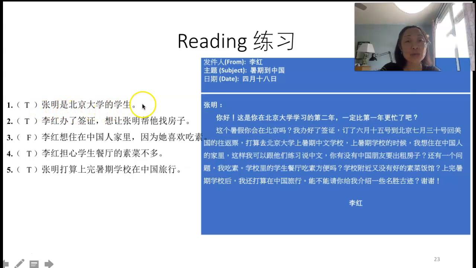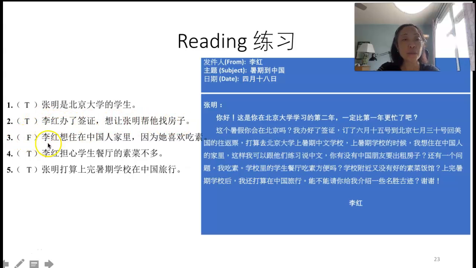张明是北京大学的学生，对. 好，第二个，李红办了签证，想让张明帮他找房子. Well, this one, if you put false, I could kind of understand why you did that. But if you read this part, 你有没有中国朋友要出租房子, this is a very polite way to ask your friend, can you help me to find a rental place? So I would say 2 is the better answer here.